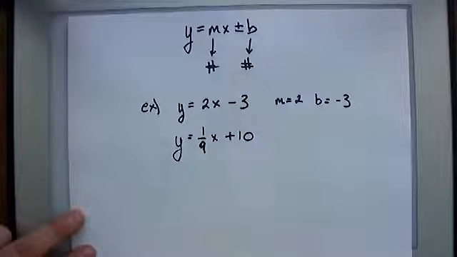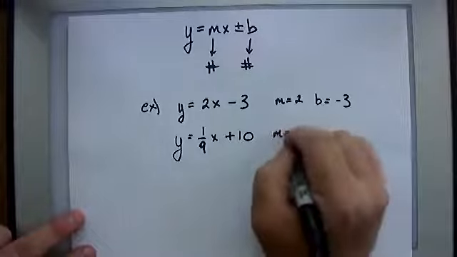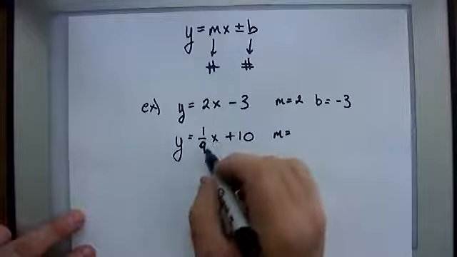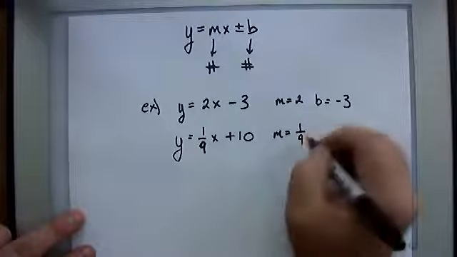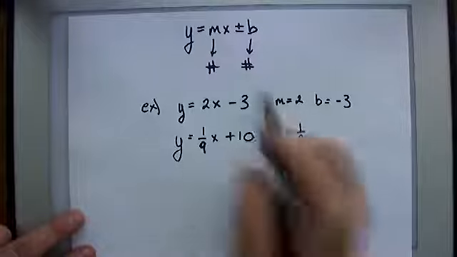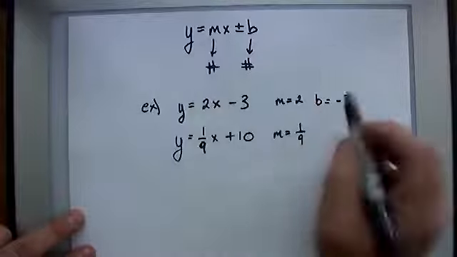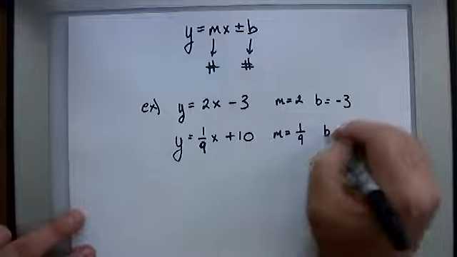1 over 9x plus 10. The slope is the piece in front of the x, so that's 1 over 9. It's not 1 over 9x, it's 1 over 9. The x is something separate. The m is the slope, so mx. And then here we have the b, which would be 10.